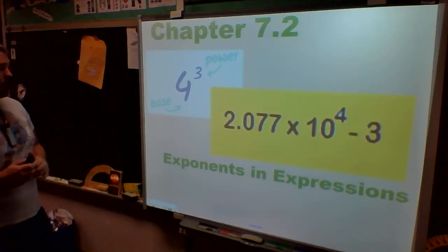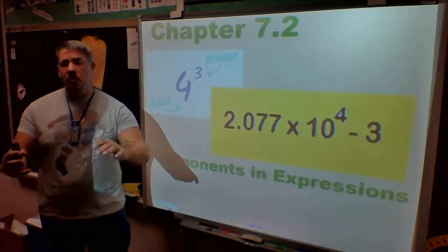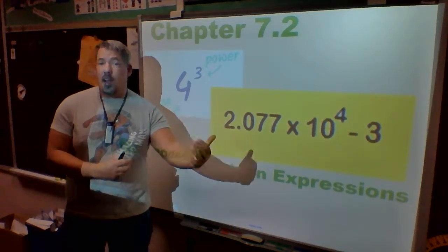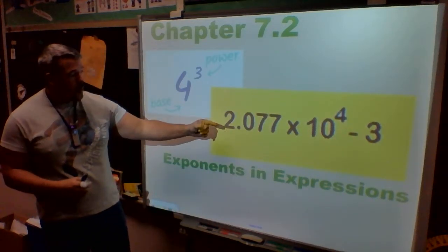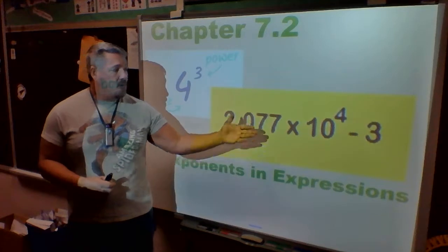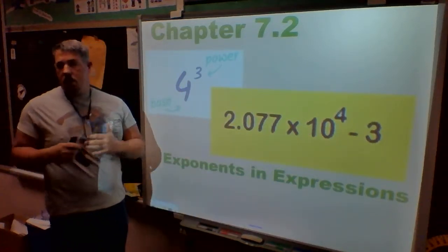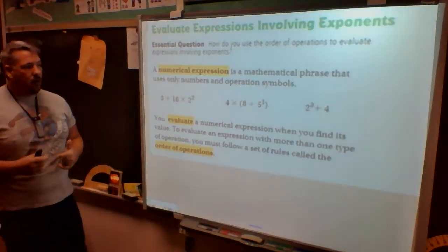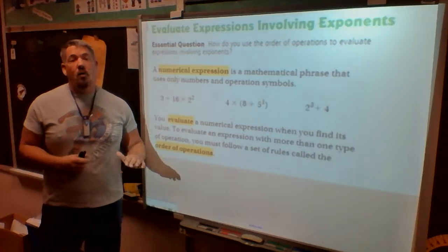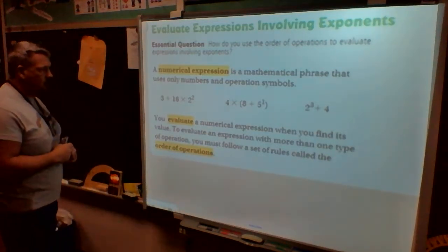So when we get into the idea of exponents and expressions, once again, an expression is a math problem without an answer. This is an expression: 2.077 times 10 to the 4th power minus 3. So it involves being able to tell what I'm going to do with my exponent, but it also involves understanding that I have orders of operation that I have to follow. We'll review those here in just a moment.